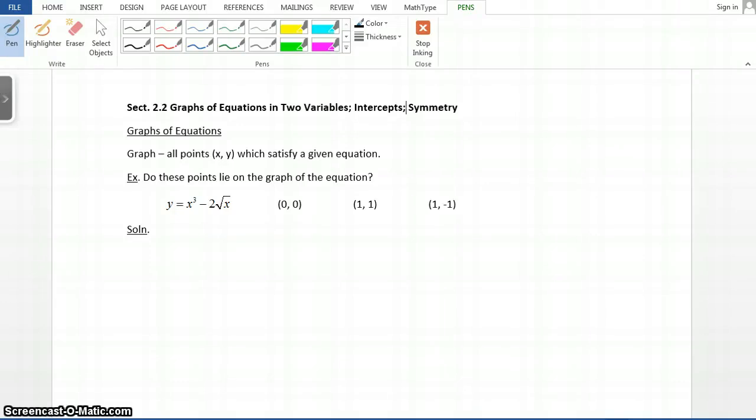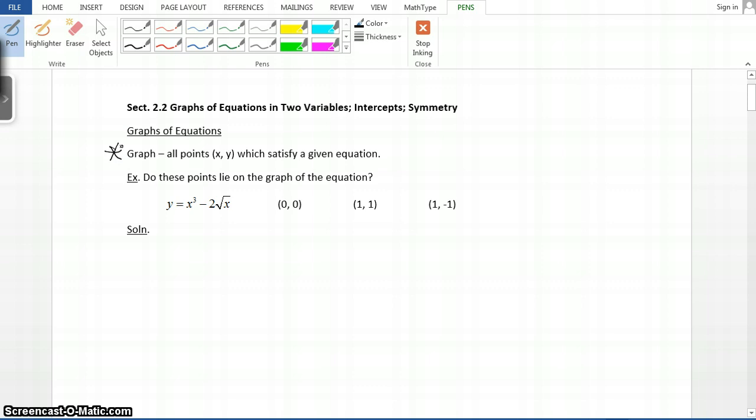Okay, here is section 2.2. It's on graphs of equations in two variables. We'll talk about intercepts and we'll finish up talking about symmetry. Start off with graphs of equations. Here's the definition of a graph.